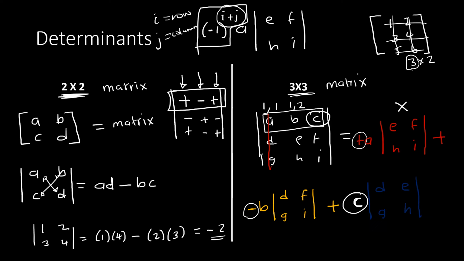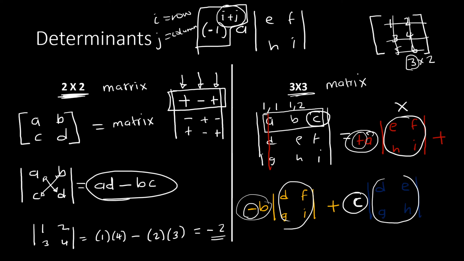So that's how we will calculate our 3 by 3. Then from there, you just calculate. You calculate this one normally, like this method here. Then after that, you multiply with A. Then you go to B. You do the same thing. You calculate, you multiply with B. You calculate C, you multiply with C. But we will do examples so that you can see it.